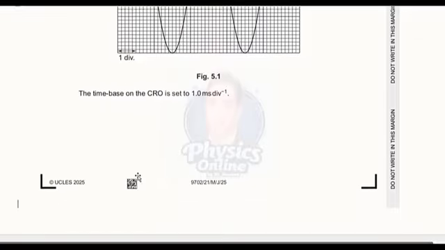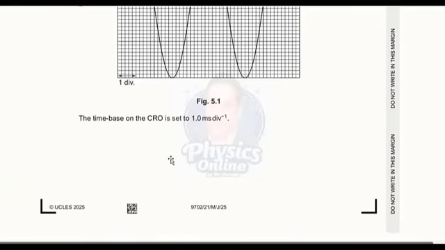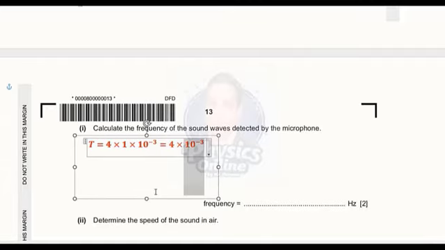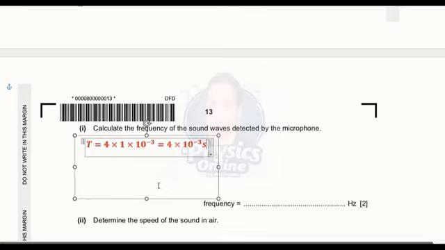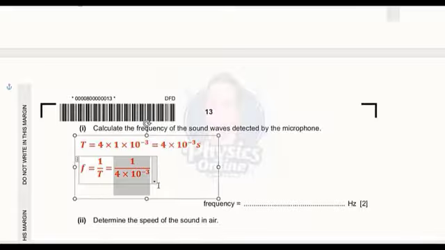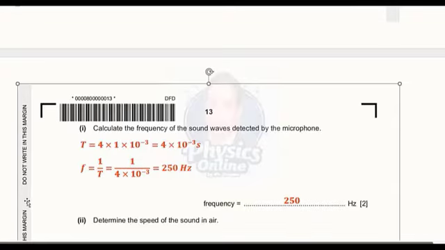Okay, so let's write T equals 4 times the time base. Here 1 millisecond per division, so 1 times 10 power negative 3, T equals 4 times 10 power negative 3 seconds. Now we need to calculate the frequency. Frequency equals 1 over T equals 1 over 4 times 10 power negative 3, which equals 250 hertz. So the final answer is 250 hertz.